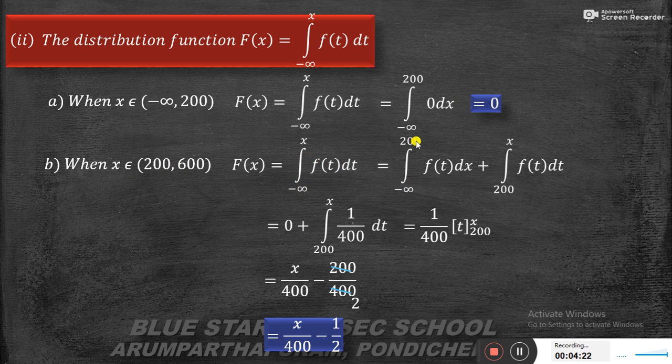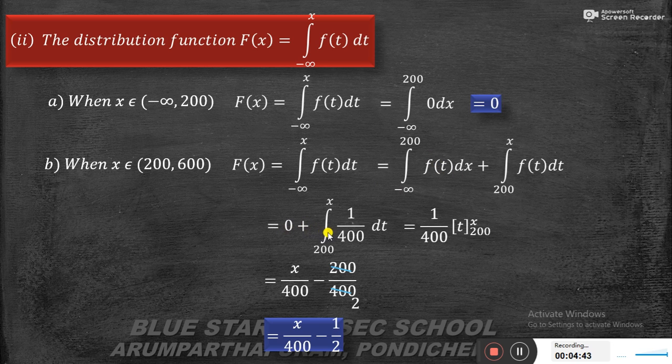That means minus infinity to 200 plus 200 to x. So minus infinity to 200 means integral of f of t dt, plus integral 200 to x f of t dt. See here, minus infinity to 200 means it goes to the otherwise limit. So otherwise limit means the function is 0, f of t equal to 0.